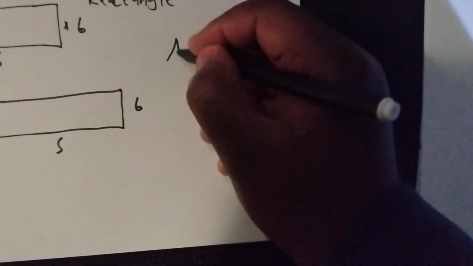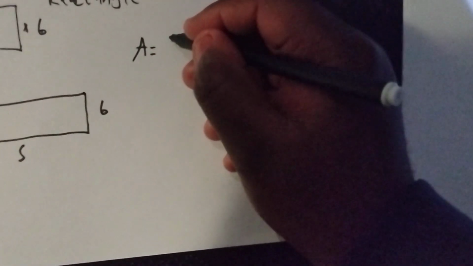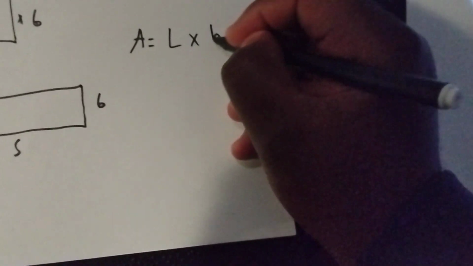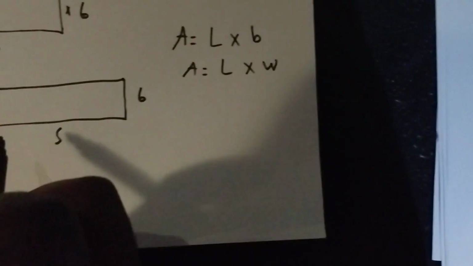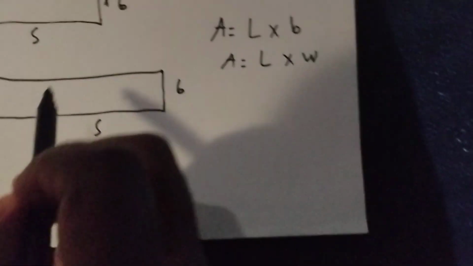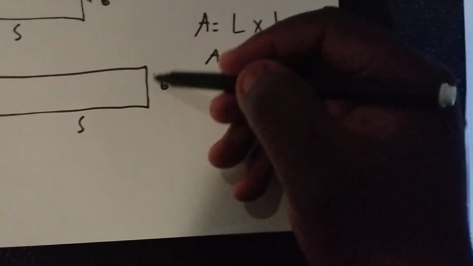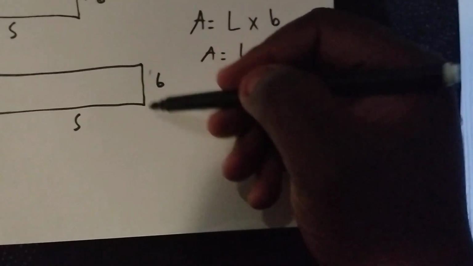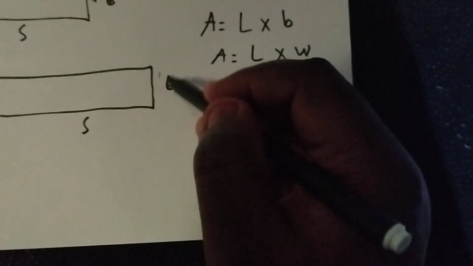So the area of a rectangle, to solve, you need to use this formula, which is length times breadth. It's length times breadth or length times width. Some textbooks say length times width. By length, we are referring to this side, also this side. Our breadth, or width, will be that side. So the length is this side, then the breadth is that side.